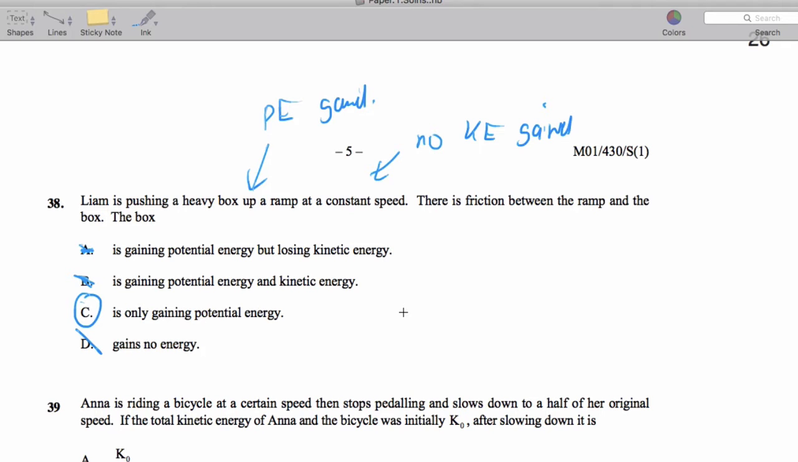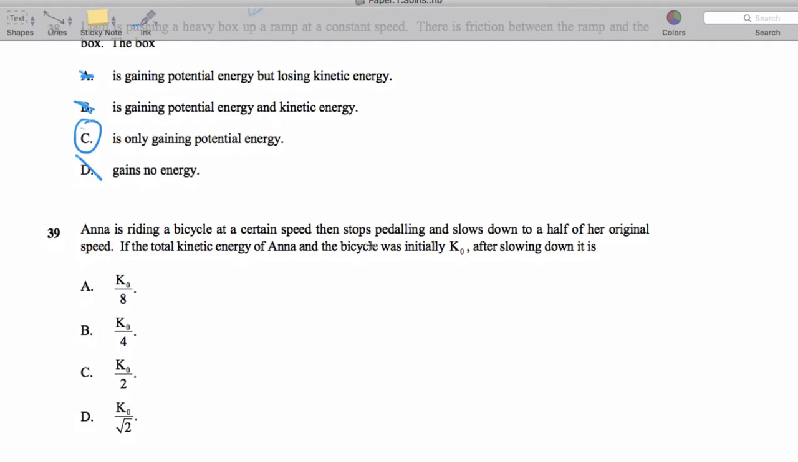And then we have young Anna riding a bicycle at a certain speed. She stops pedaling, slows down to half her speed, and we want to compare the kinetic energy. So let's be clear. By the way, just a general rule: there's kind of a squared relation between speed and energy. So if you have half the speed, that's going to be 1/4 the kinetic energy. 1/3 the speed gives you 1/9, etc.